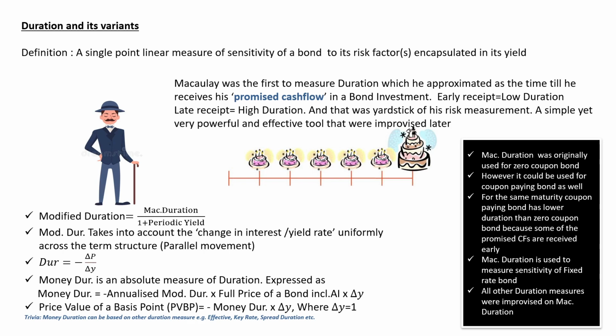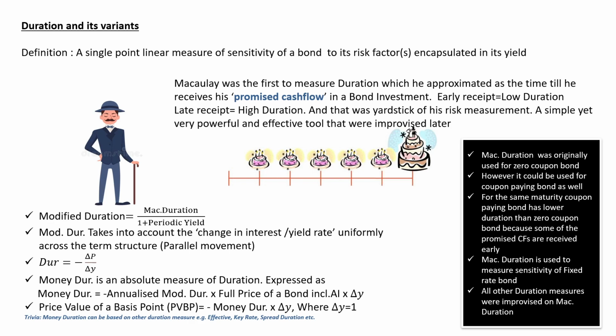And believe me, guys, if you hold on to this simple notion of duration, I can assure you that each and every complex mathematical formula regarding duration will become that much easier. So the very simple definition of duration is: how soon are you getting your promised cash flow? That is the measure of duration. The sooner you're getting it, the lower is the duration. Lower the duration, lower is the riskiness of the bond, all other things remaining constant.